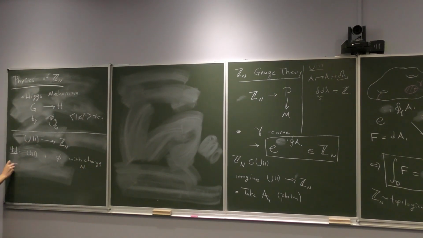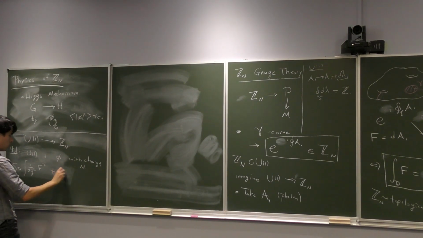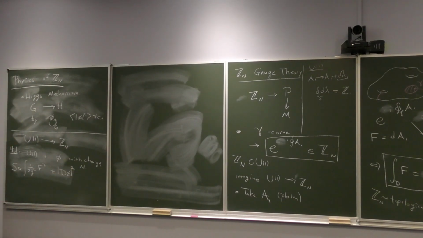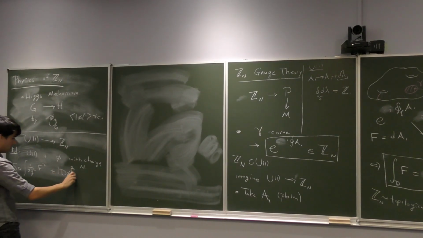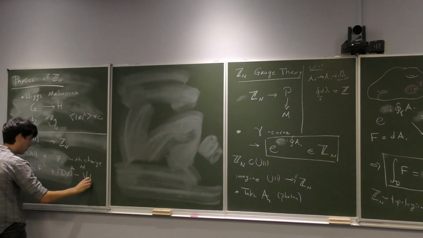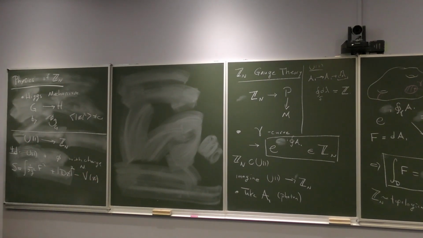Okay, so you can write down the action. Here's the kinetic term for the gauge field, and then you can just take the covariant derivative of phi squared. So another kinetic term. And now we're going to give phi a potential. And I'm going to just pick this to be what is usually called the Mexican potential. Should think of a better name for that.